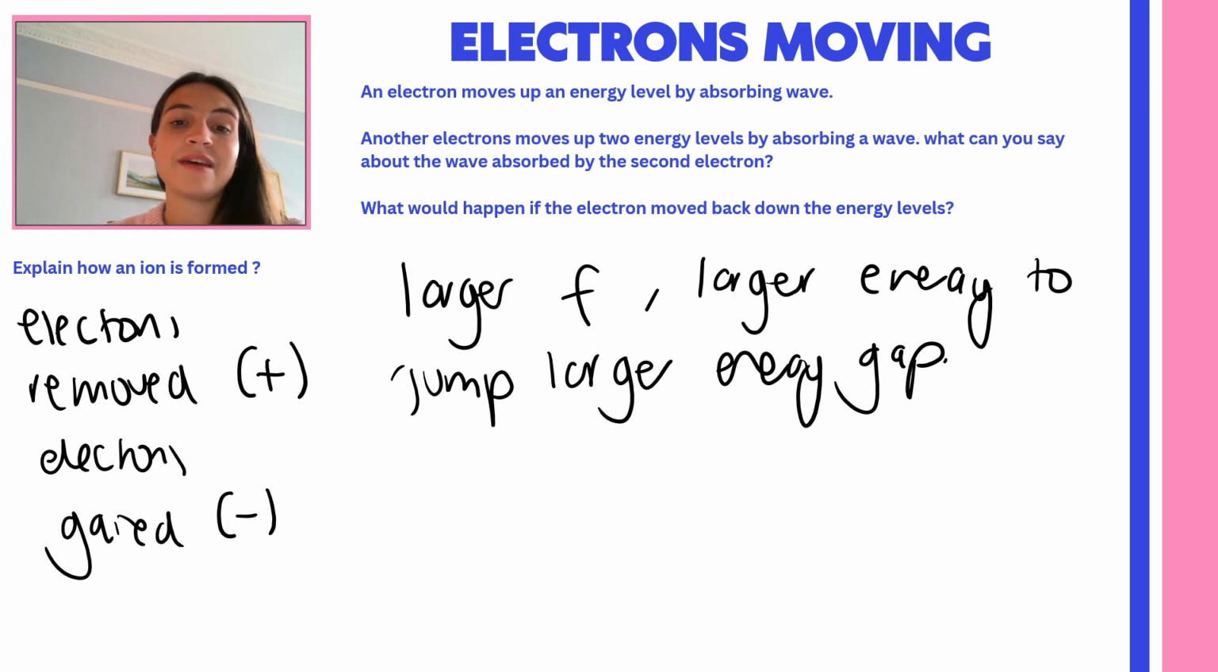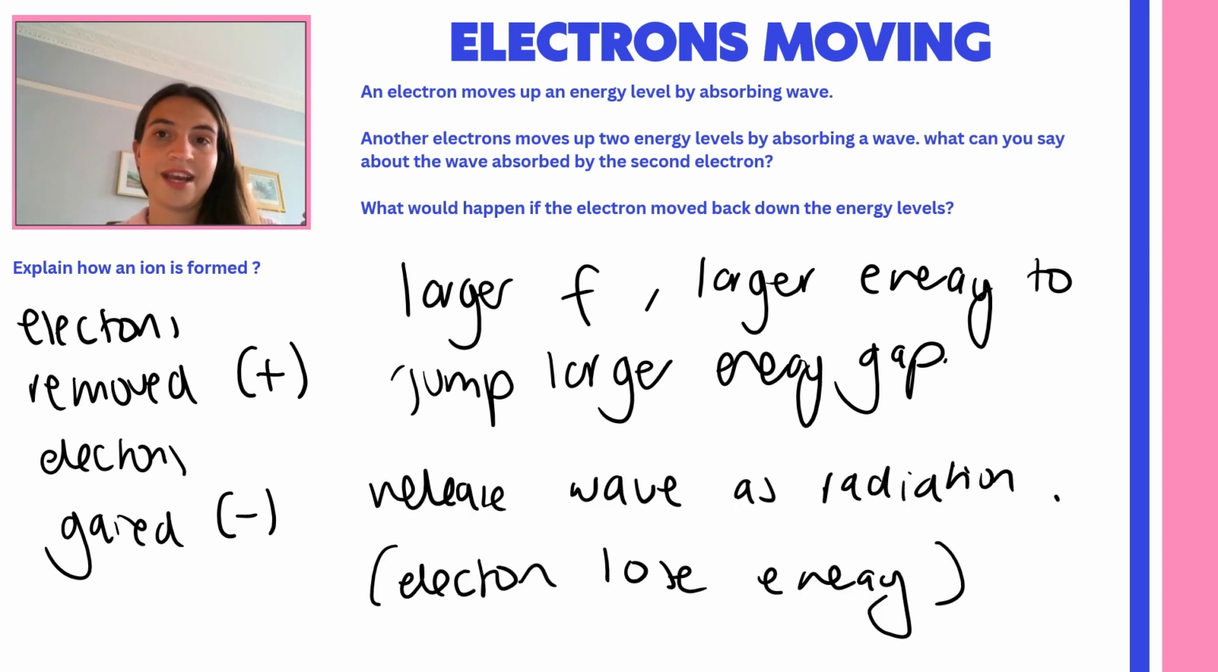And what would happen if the electron moved back down the energy levels? When the electrons move down energy levels, they actually lose energy. And where does that energy go? It gets released as a wave, so released as electromagnetic radiation or a wave.